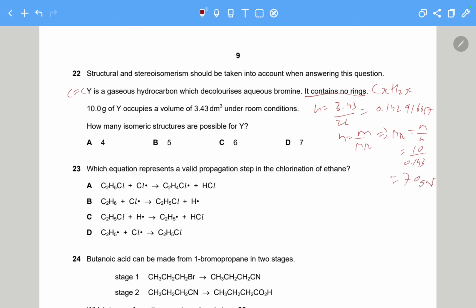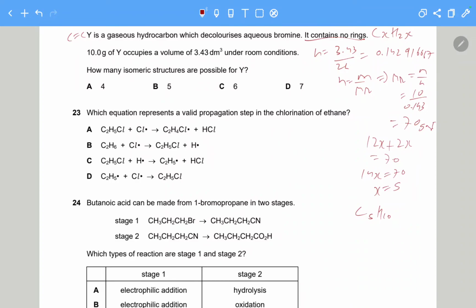And this means that 12x plus 2x, because CxH2x is the formula, is equal to 70, which means 14x is equal to 70, and therefore x is equal to 5, which means the alkene is C5H10. Now comes the next part of the question. This is a little mean because this is a very lengthy question.